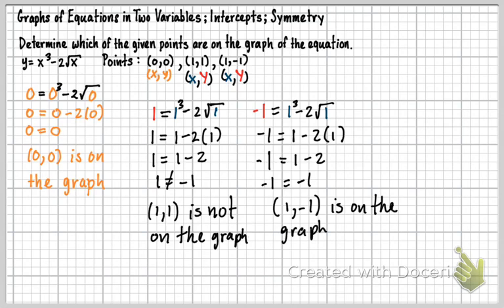So there it is. That's all of it. Just to recap, all you have to do to determine if a point is on the graph of an equation is plug it in, and if it makes both sides the same, or makes it a true statement, then I can say that point is on the graph.